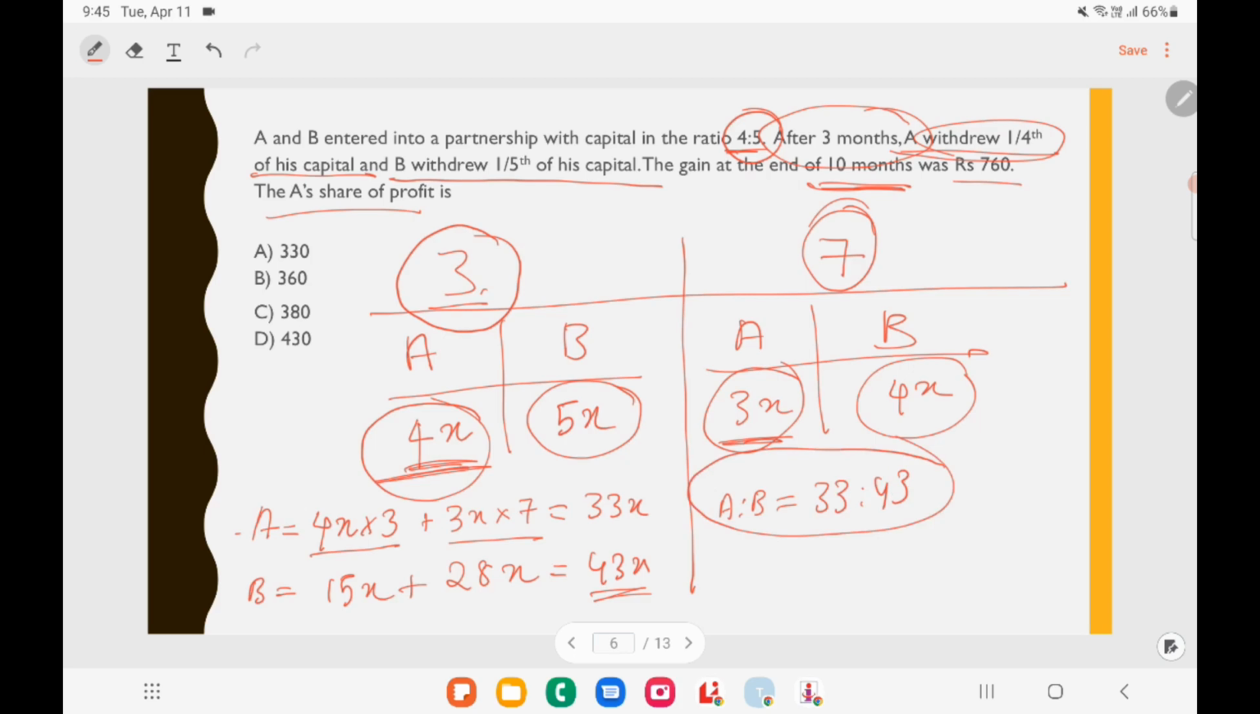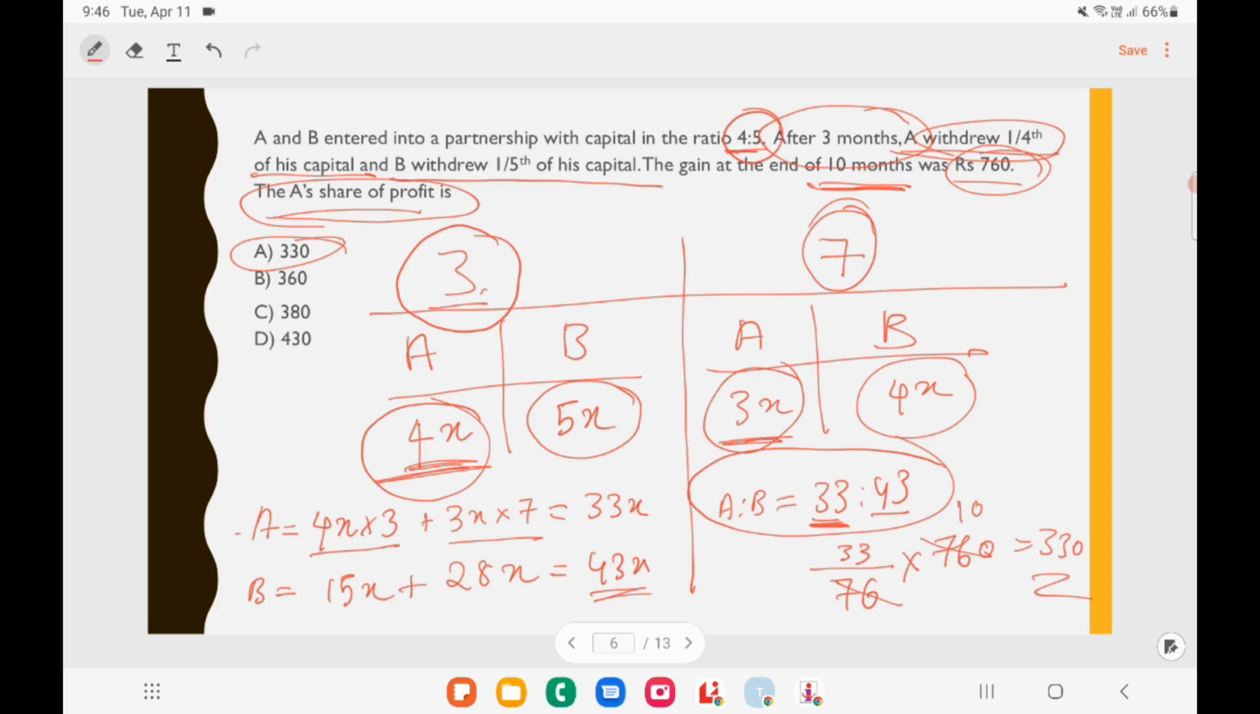Okay. Now you need to find out A's share of profit. Again, we can take it like A's ratio is 33, total ratio is 33 plus 43, that is 76, into total profit, which is 760. So you will get 330. So the answer is 330. So if there is a change in capital, you need to do it in this way. If there are two changes in capital, you need to split the time period. Here it is 10 months. Here there is one change in capital after 3 months.